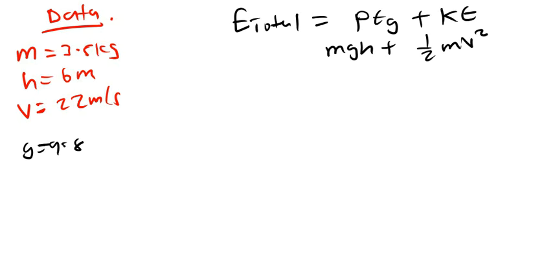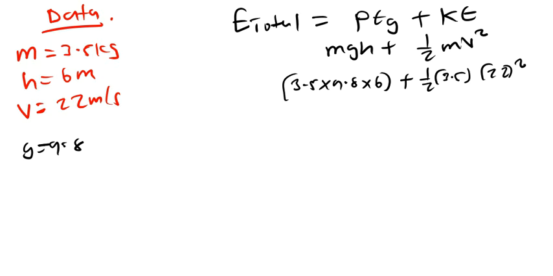So m is 3.5, 9.8, the height is 6. I put them in brackets, plus half, the mass is 3.5, the v is 22, but I square it, using a calculator. 3.5 times 9.8 times 6, I'm getting 205.8.